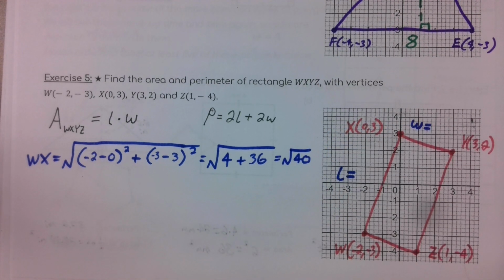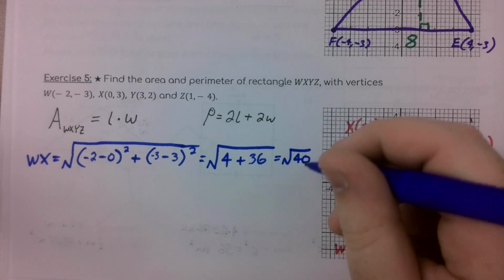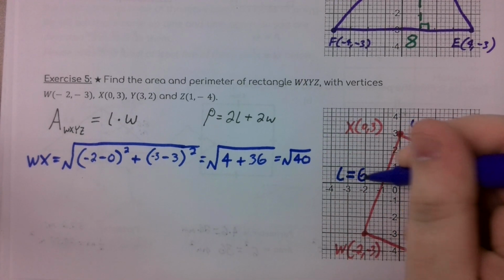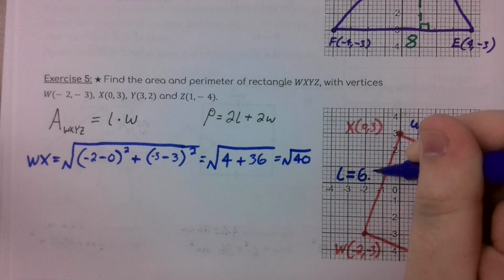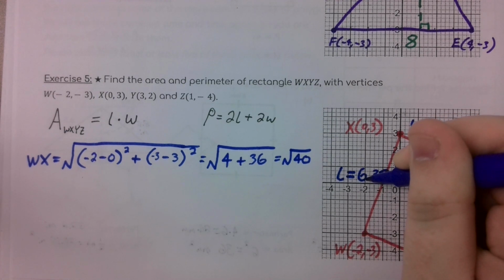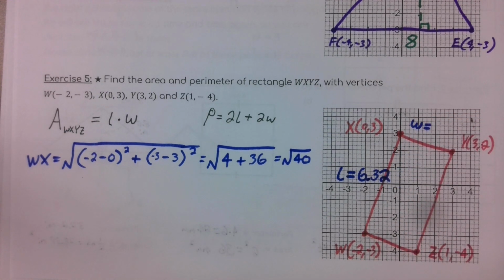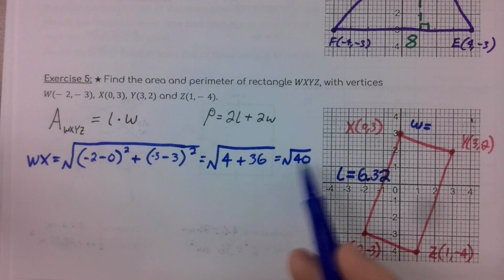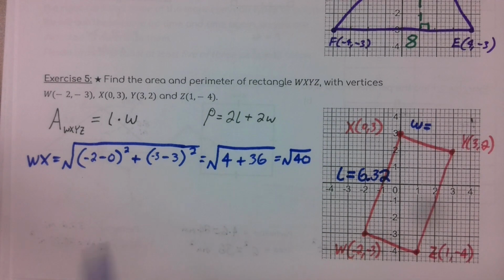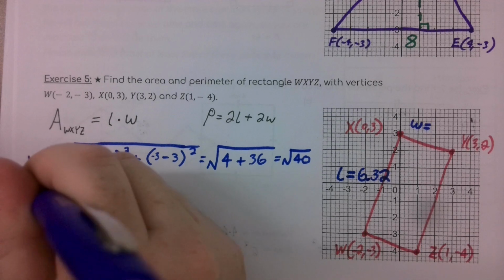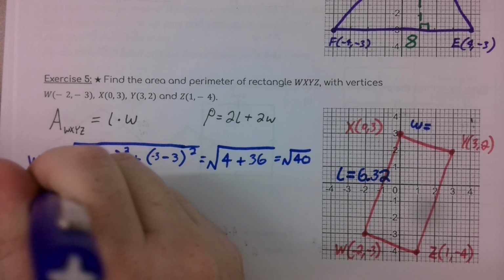Just because we're doing things in decimals today, I will simplify this down and say that the square root of 40 ends up equaling about 6.32. Again, if you do these in exact radicals, that's even better, but a lot of us don't remember how to simplify those, so that'll be a separate unit or a separate section.